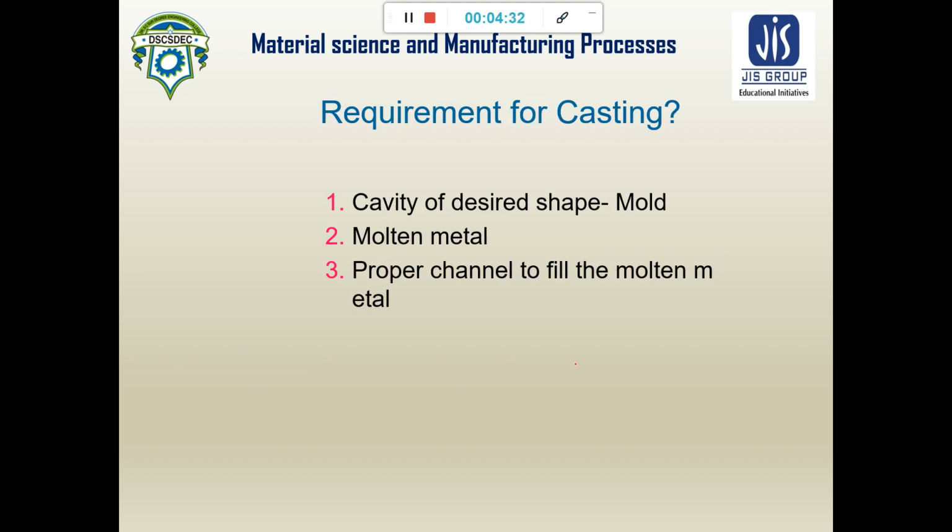So what are the requirements of casting? The first requirement is a cavity of desired shape, that is called the mold. The second requirement is molten metal, and the properties of the molten metal should be good. The third requirement is a proper channel to fill the molten metal. That proper channel is named the gating system.